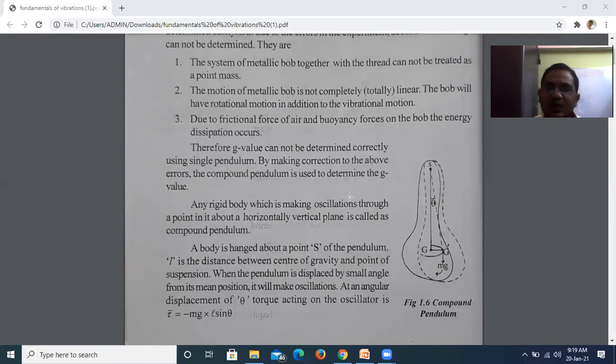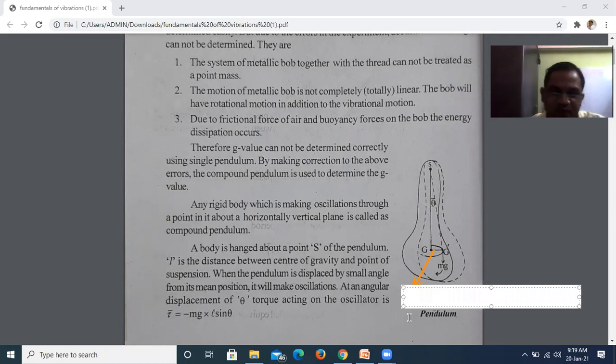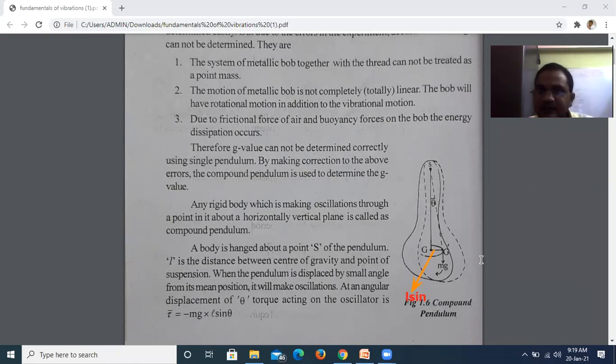GG dash is equal to L sin theta. In triangle SGG dash, sin theta is equal to the opposite side GG dash by SG dash. Then GG dash is equal to L sin theta.